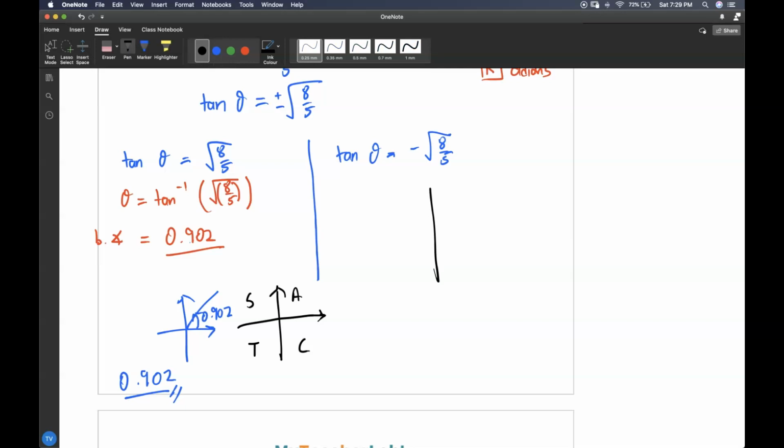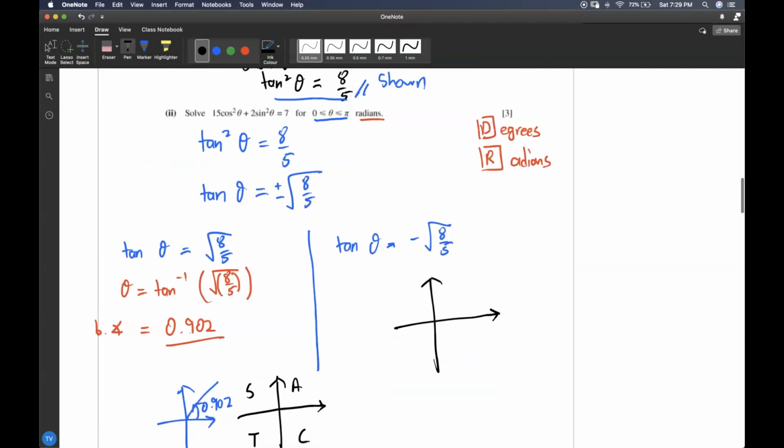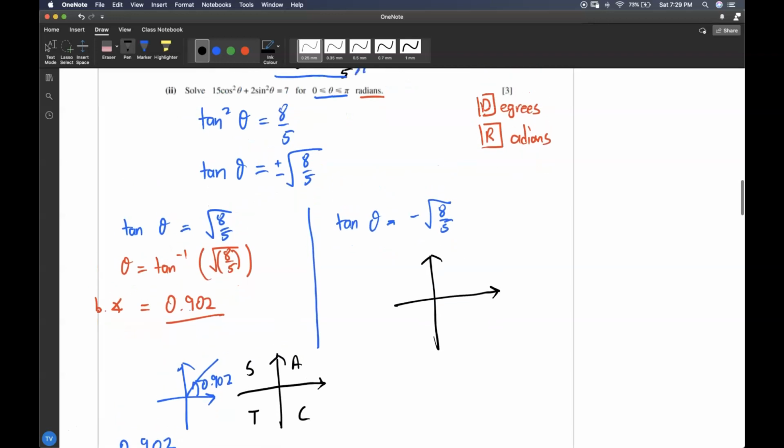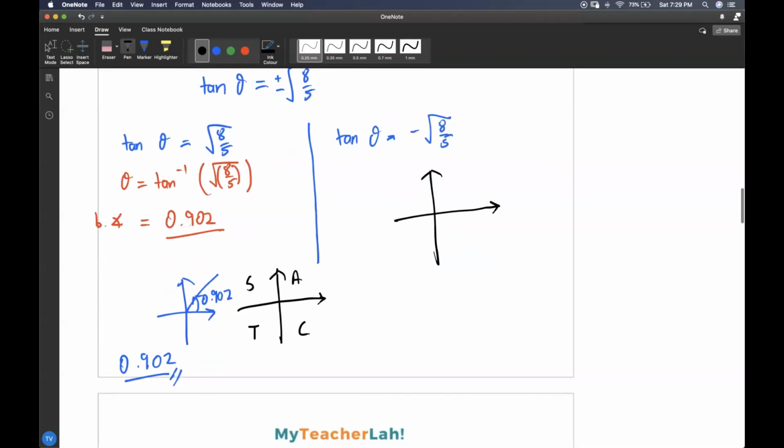I'm just going to draw that quadrant one more time. Now tangent is negative in this quadrant and this quadrant. So the fourth quadrant, we will not be looking into it anymore because our domain is only up until pi radians or range, right? So we only look into the second quadrant. Okay, so I'm going to draw like this. So the angle that we are looking for is from here to here. And the basic angle that we have is 0.902.